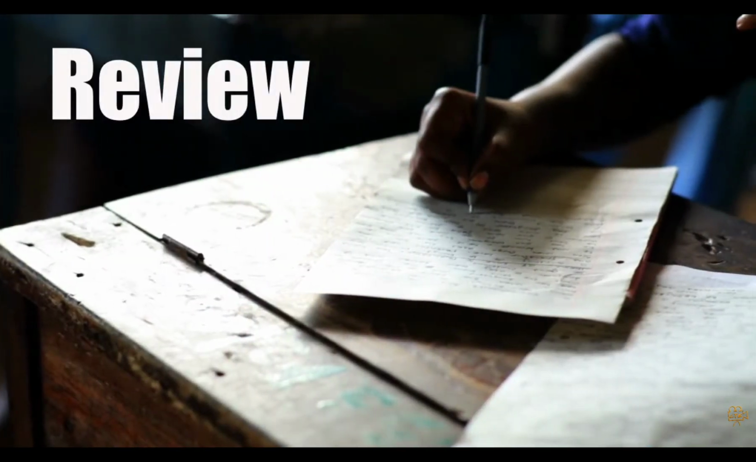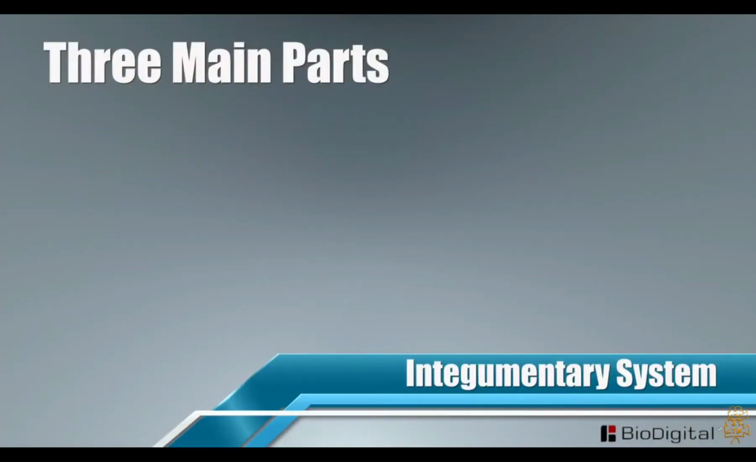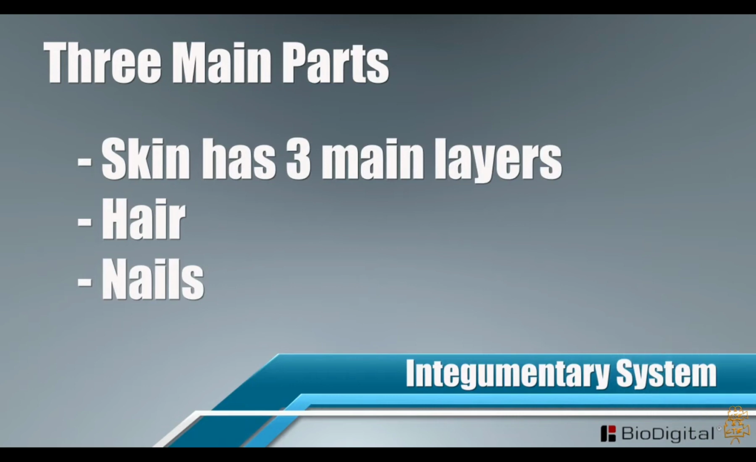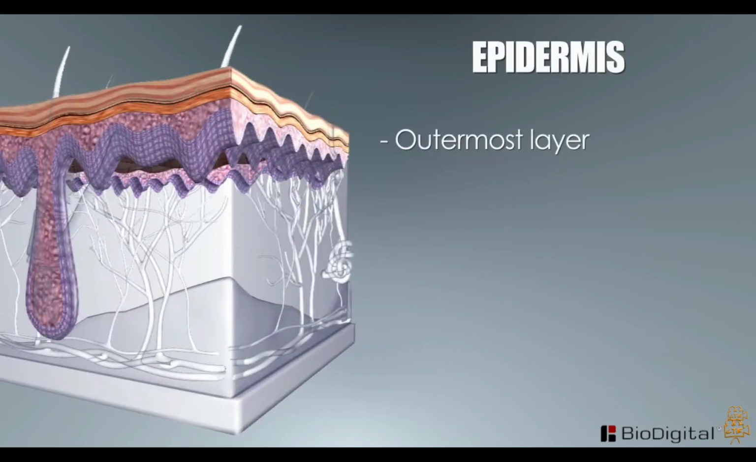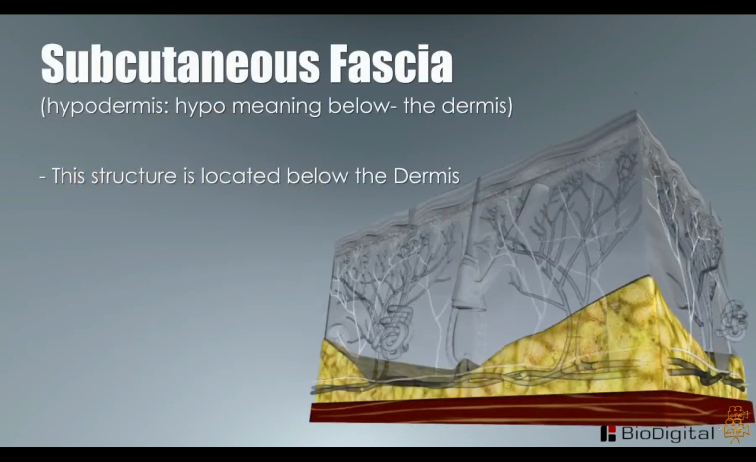Before we conclude part 1 of the integumentary system, let's review. There are 3 main parts to this body system: the skin, the hair, and the nails. And the skin has 3 main layers: the epidermis, which is the outermost layer, the dermis, which is just below the epidermis and contains major structures and functions for the skin within a framework of elastic connective tissue. And third, the subcutaneous fascia, or hypodermis, which is the innermost layer.